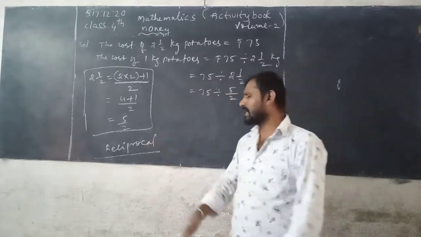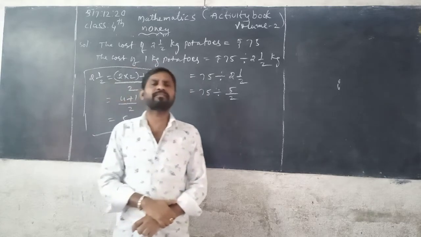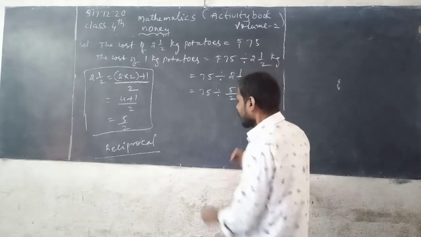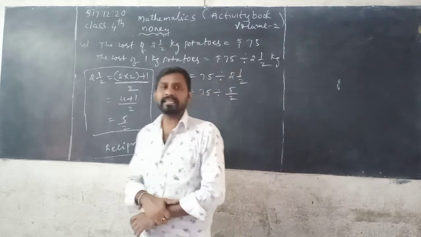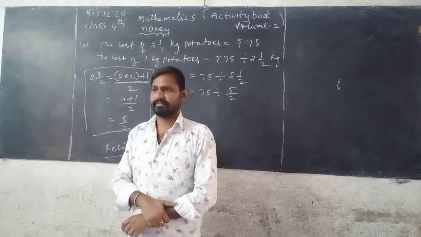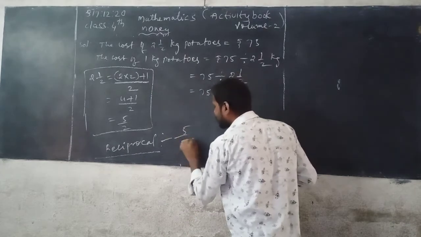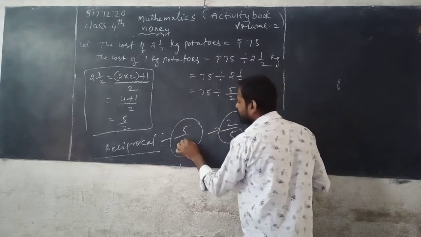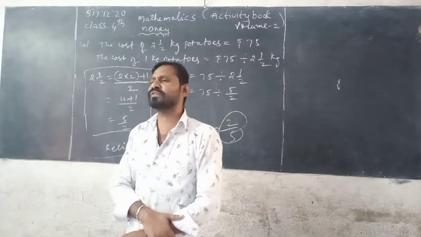Reciprocal. So what is meant by reciprocal? Interchanging of numerator and denominator of a fraction is called reciprocal. See here, interchanging of numerator and denominator of a fraction is called as reciprocal. So here 5 by 2. What is the reciprocal of 5 by 2? 2 by 5. Numerator becomes denominator, denominator becomes numerator. 5 by 2 goes to 2 by 5.